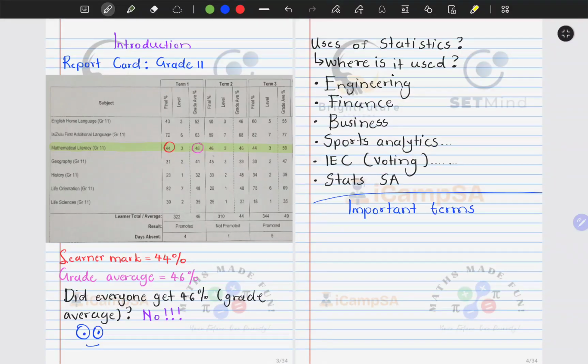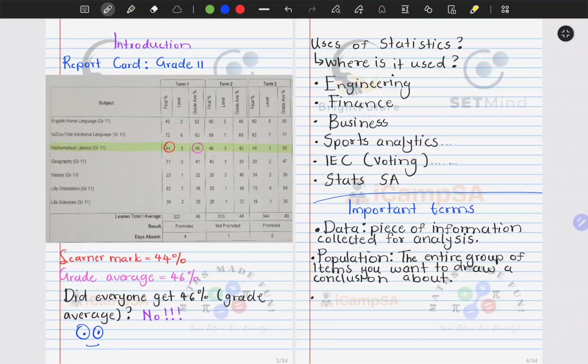For important terms, let's start with the term called data. Data is just information, or a piece of information, which is collected for us to perform an analysis. The next important term that we need to look at is population. It's very important that we understand exactly what this term is by definition. For this course, we'll define population as the entire group or collection of items you want to draw conclusions about.